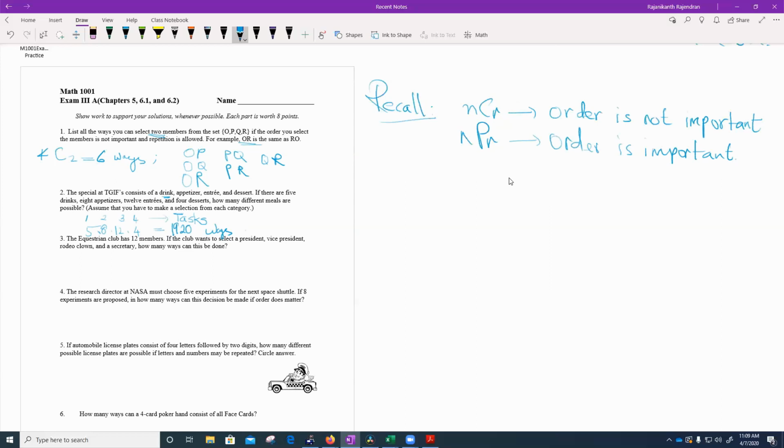Right. So the next one. The equestrian club has 12 members. If the club wants to select one president, vice president, chair, and secretary, so they have to choose four. Remember, for the titles, order is important. Therefore, you need to use the nPr formula.